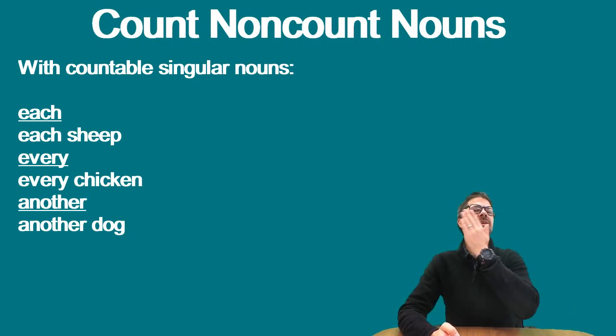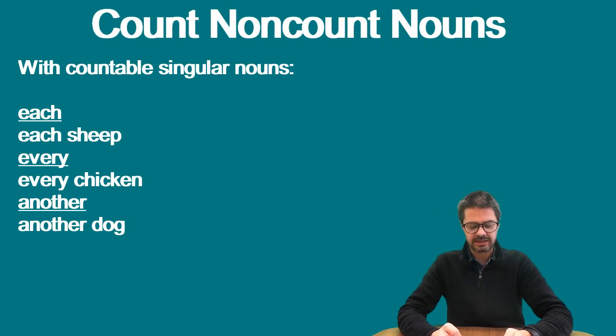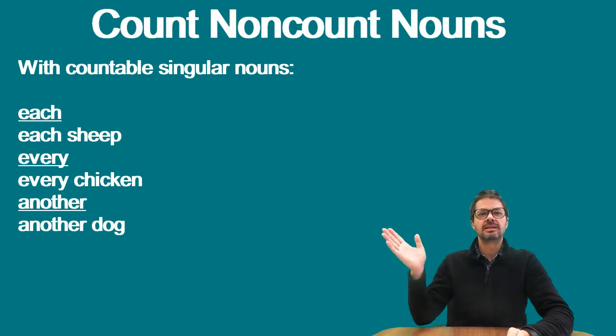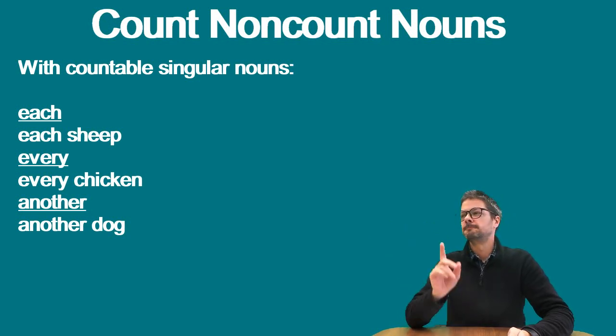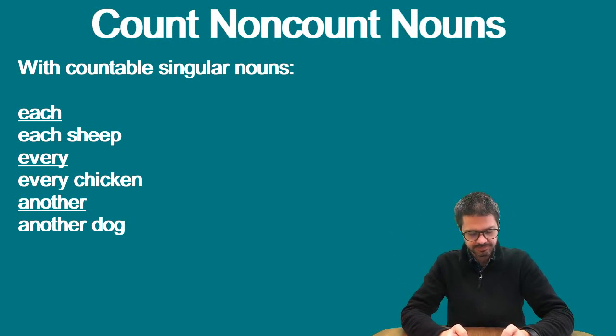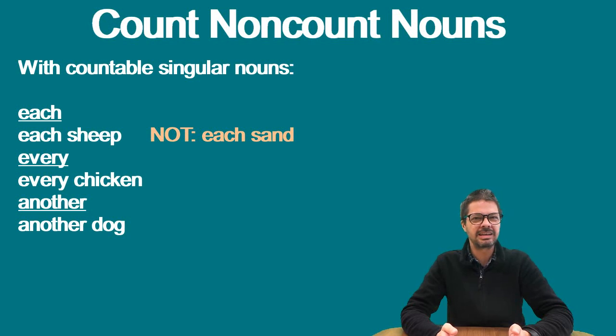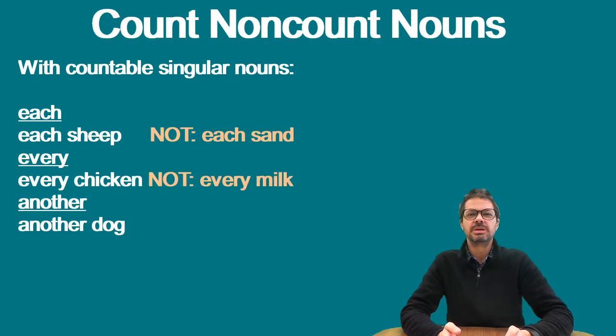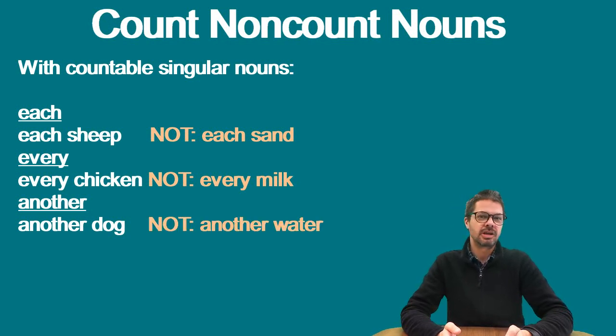Each sheep is happy in its own way. Every chicken is satisfied. I bought another dog yesterday. Good. These don't work with non-count nouns, right? Each sand, each grain of sand. If we quantify it, then it's okay. But otherwise, every milk, no. Another water, no. Another cup of water, sure.